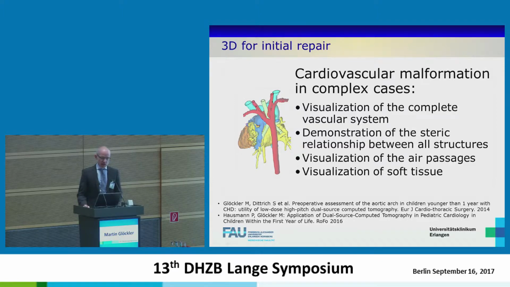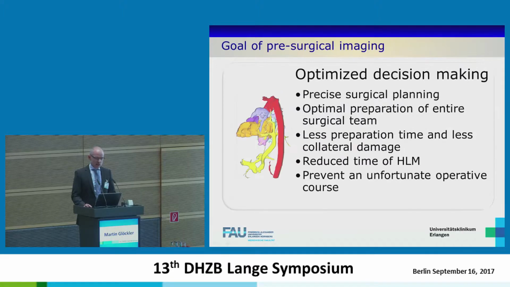3D for the initial repair means that we need a very high resolution data set, for example from CT, to optimize the clinical course for these patients. The best information is needed for optimized decision making. Surgical planning at this time is evident and very important. So if we have a possibility to inform the whole team in a perfect way, we should use it.